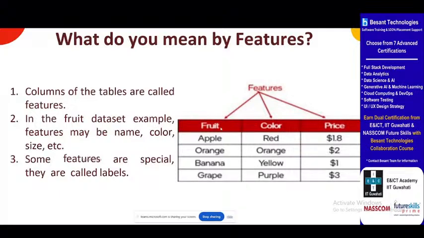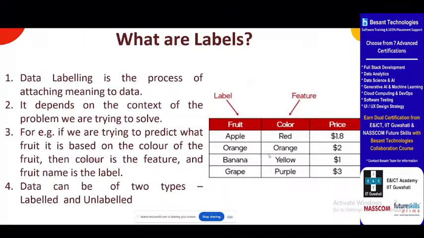So label or features, anything. Here, labels can be employee name, employee salary, the department name, right? Here the labels are fruit name, fruit color, price, size of the fruit, right? All these will be the labels for this fruit. Like that, these column names are called as labels. Now data labeling is the process of attaching any meaning to the data.